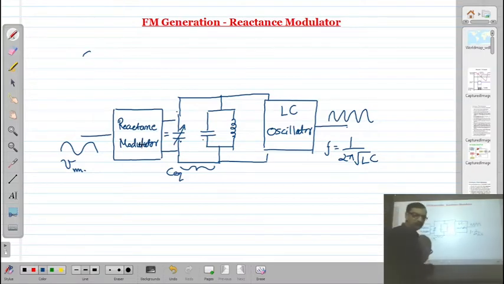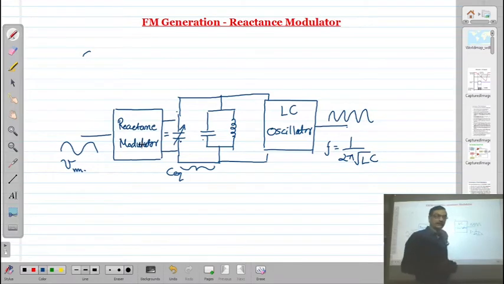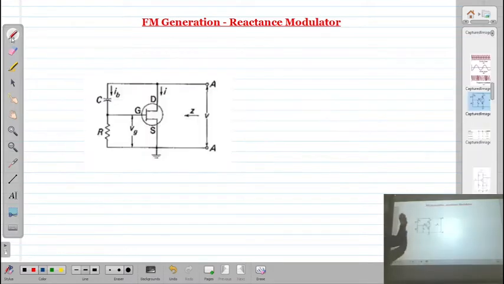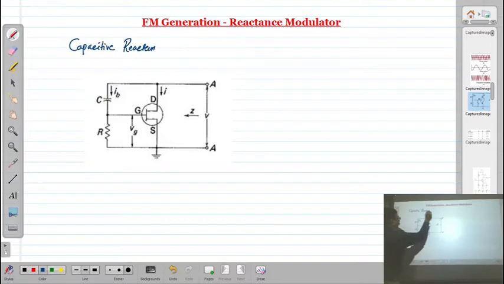Now let us see what is the circuit of a reactance modulator. Here we are going to discuss a capacitive reactance modulator. Remember, this is a capacitive reactance modulator. Correct? So here in this circuit we are using a field effect transistor.